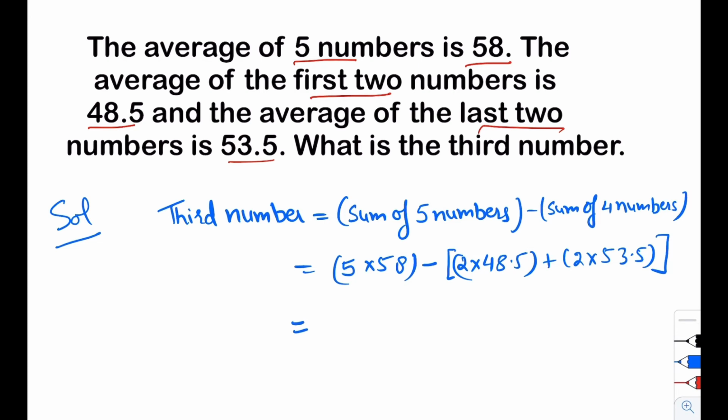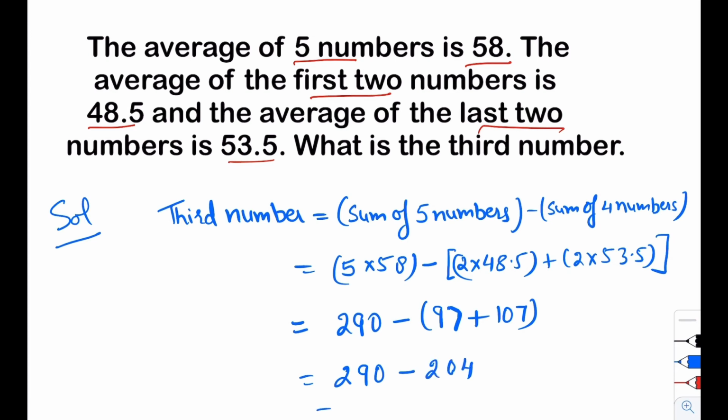Now this is equal to 290 minus 97 plus 107, and this is equal to 290 minus 204, and this is equal to 86. So our answer is 86, means the third number is 86. So this third number is 86. This is our answer.